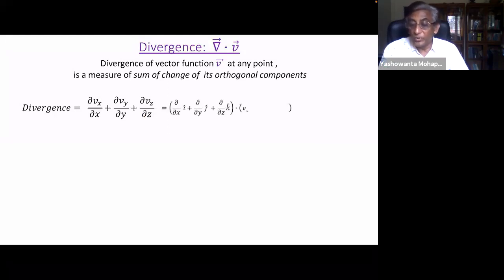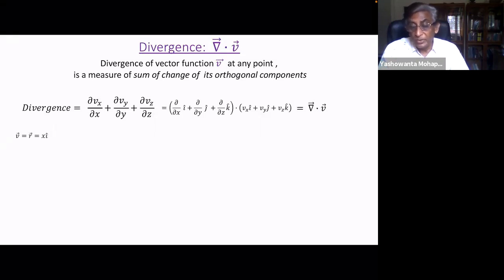So this I can always write down as my operator. This is an operator willing to act on something on its right. In this case, it's the dot product with the vector function at that particular point, Vx, Vy, Vz. Then you can see that you obtain this. And that is how we can write down that divergence is nothing but the del operator dotted with the vector function at that point.